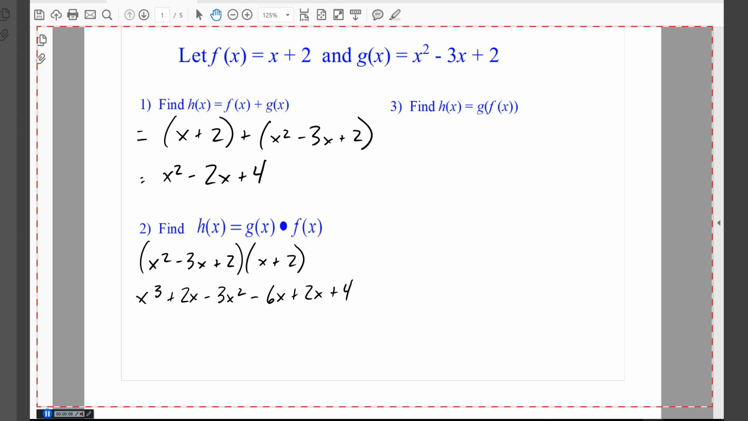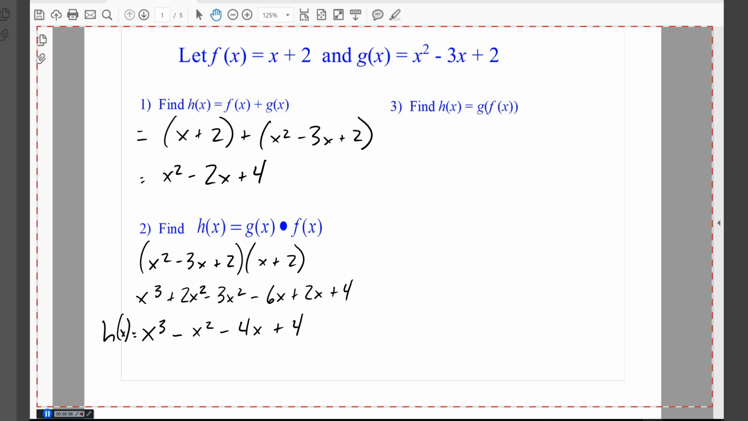And then look for like terms that I can combine. So I'm going to end up with x cubed, minus, wait a second, oh, this is supposed to be 2x squared. Okay, so 2x squared minus 3x squared, so minus x squared, minus 4x, and then plus 4. Okay, and so this is what h of x is going to be equal to.